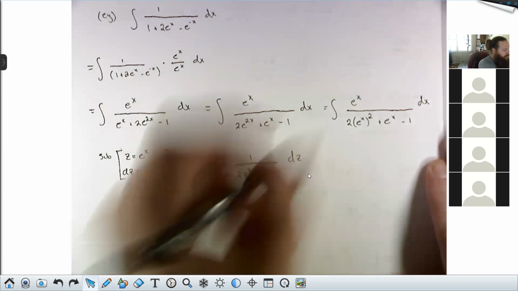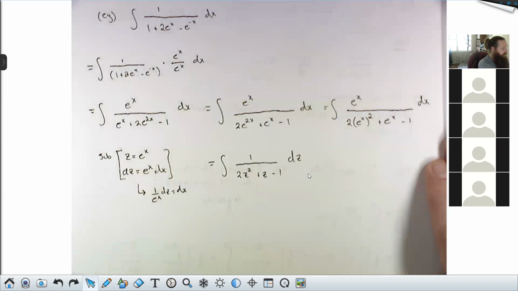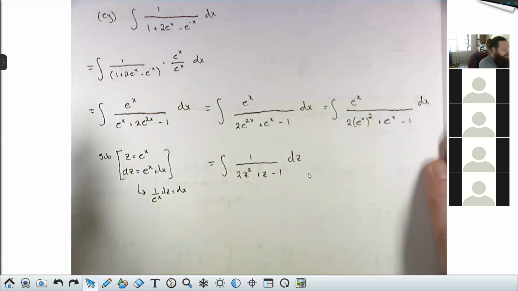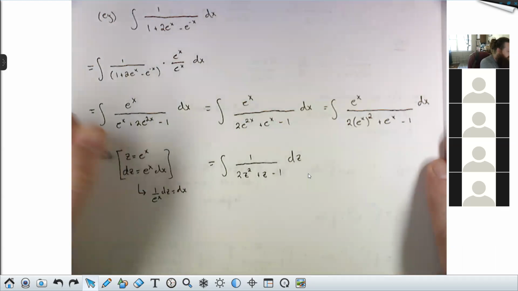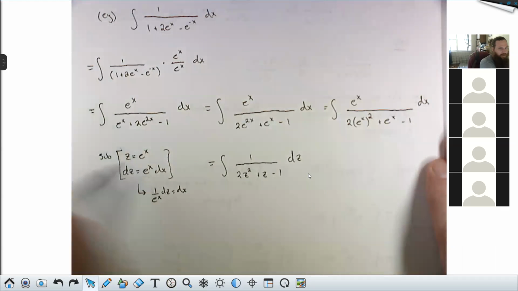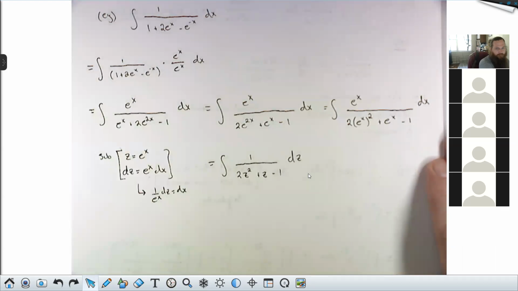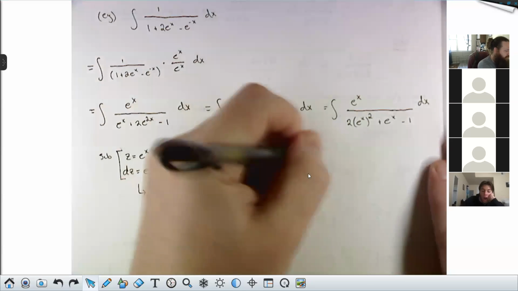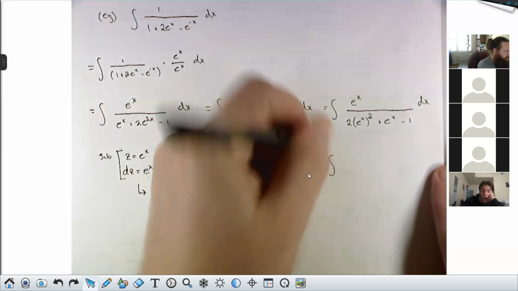Or you can think of it like you're going to group this with this. But the e^x upstairs is going away because the differential, the dz in my substitution, has an e^x in it. I can show you the details here if we want. This is going to take a little more time.